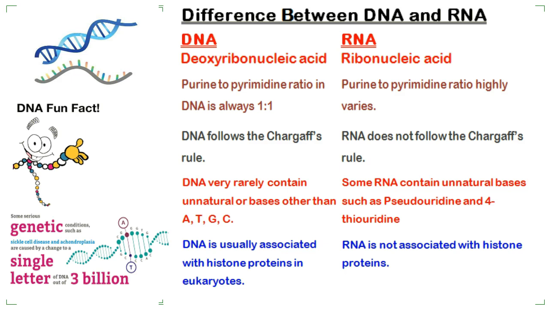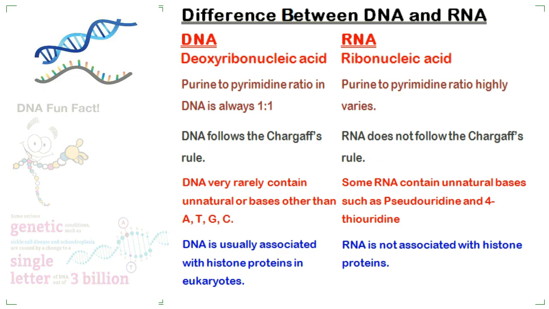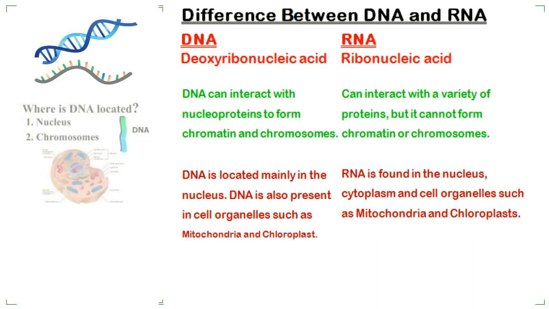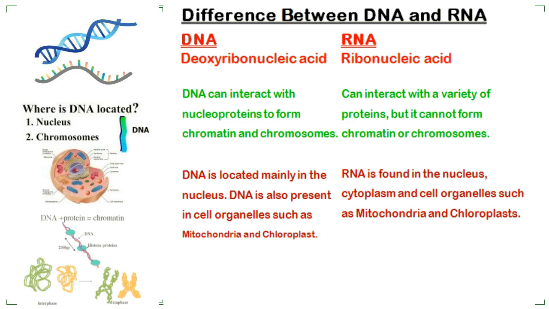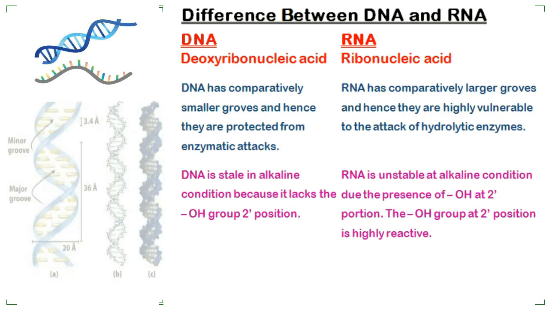DNA is usually associated with histone proteins in eukaryotes, while RNA is not associated with histone proteins. DNA can interact with nucleoproteins to form chromatin and chromosomes, while RNA can interact with a variety of proteins, but it cannot form chromatin or chromosomes. DNA is located mainly in the nucleus. DNA is also present in cell organelles, such as mitochondria and chloroplast, while RNA is found in the nucleus, cytoplasm and cell organelles, such as mitochondria and chloroplasts.